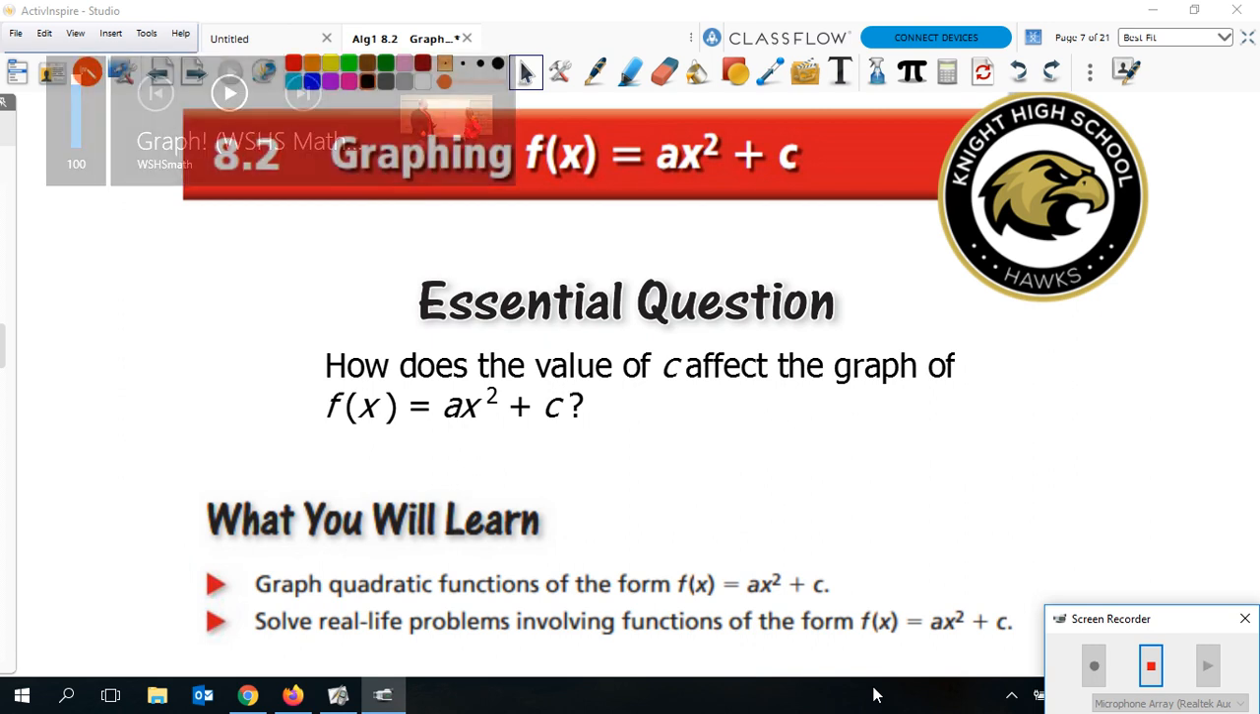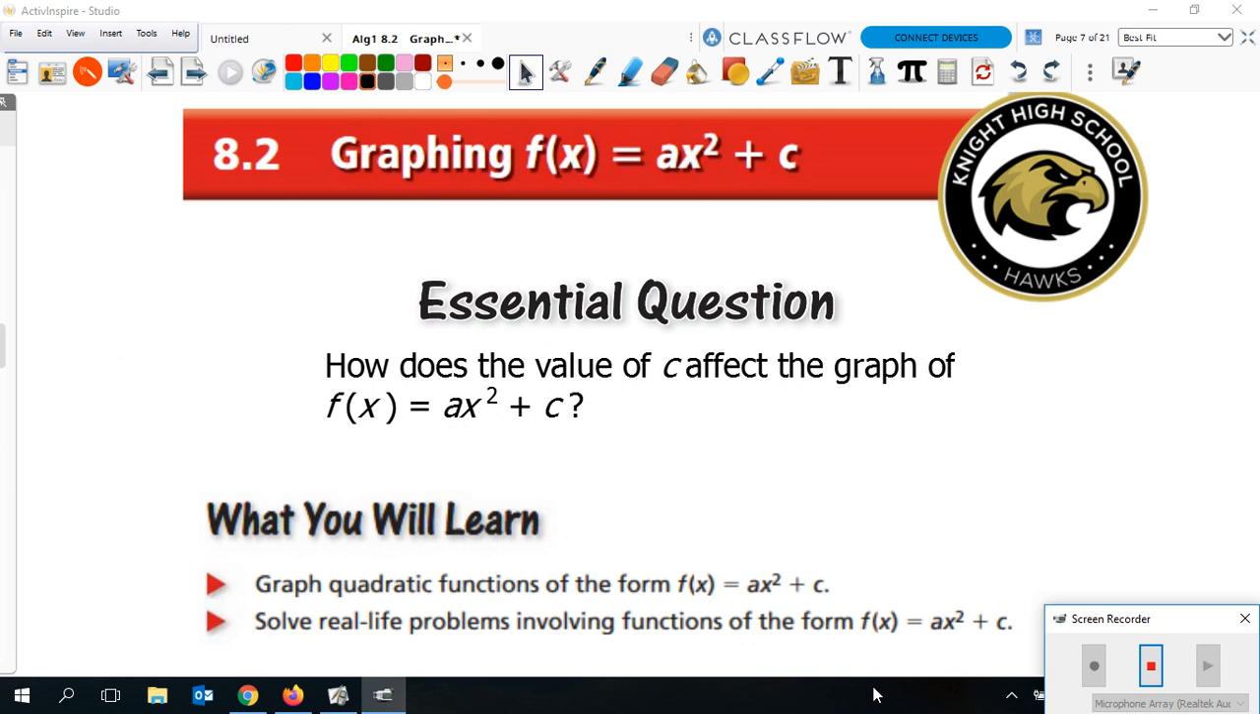Alright, well, welcome back, Algebra 1 students. So that was what was supposed to be played at the beginning of the last video. I realized I didn't have the sound up properly. But there you go. We are graphing. We are definitely graphing in this chapter. We're graphing our quadratic functions.